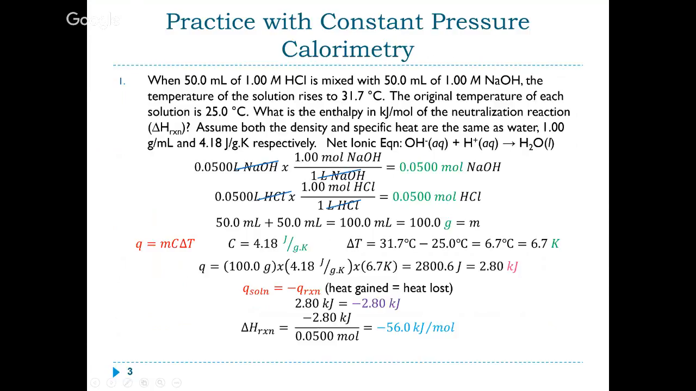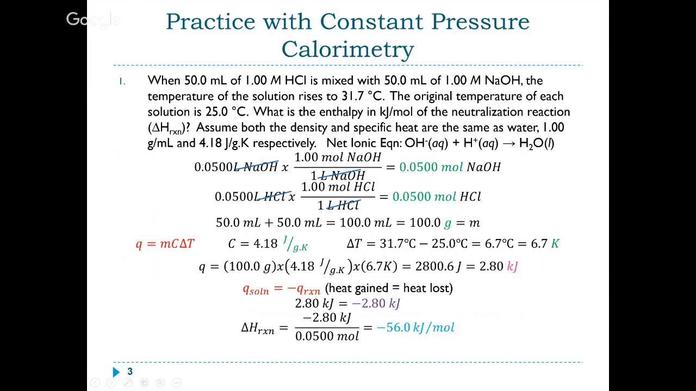So what's our net ionic equation? Well, in an acid-base neutralization, we know that the hydroxide ion reacts with the proton to form water. So sodium and chlorine are our spectator ions.